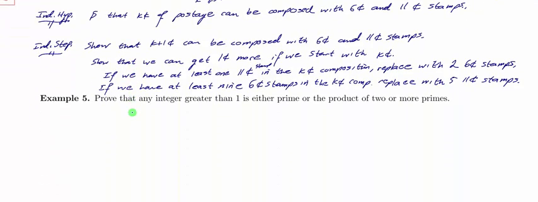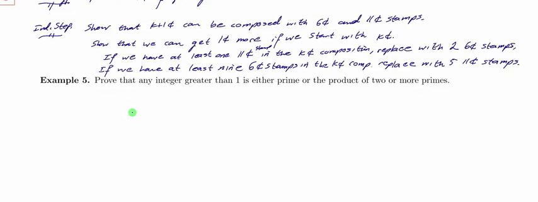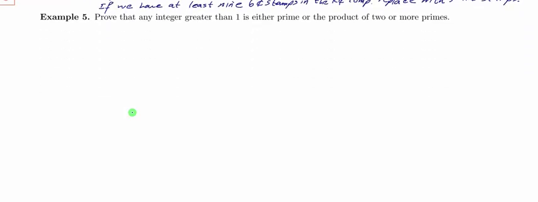So with those composition type problems, strong induction is usually the better way to go. So now let's look at another example that uses strong induction. Prove that any integer greater than 1 is either prime or the product of 2 or more primes. And this is sort of proving the fundamental theorem of arithmetic. We're not proving the uniqueness part of the decomposition into a product of primes, but we're proving that we can look at a prime factorization of some sort.